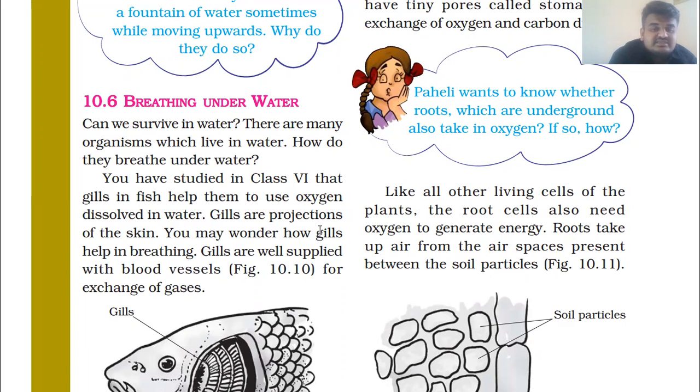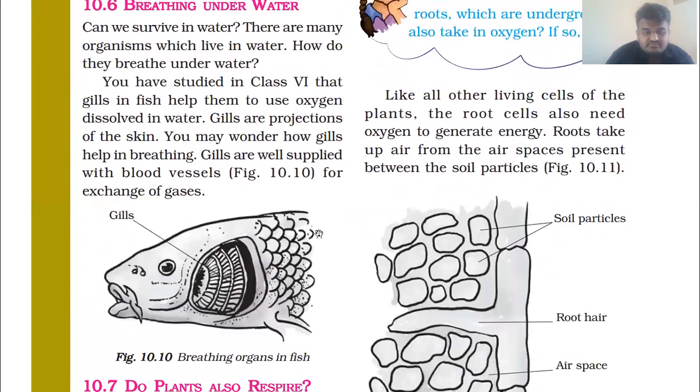You have studied in class 6 about gills in fish. Here you are given the gills. Gills in fish help them to use oxygen dissolved in water, because they are not coming out again and again to take air which is rich in oxygen. So how are they getting oxygen? They are getting oxygen which is dissolved in water. Gills in fish help them to use oxygen dissolved in water.